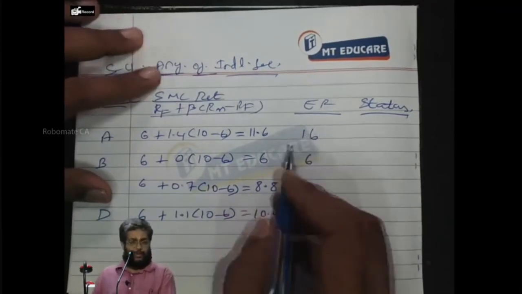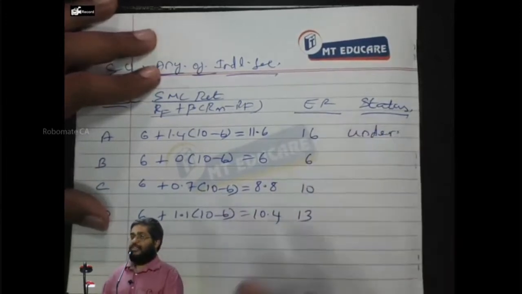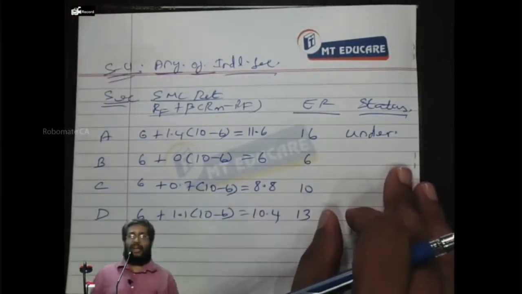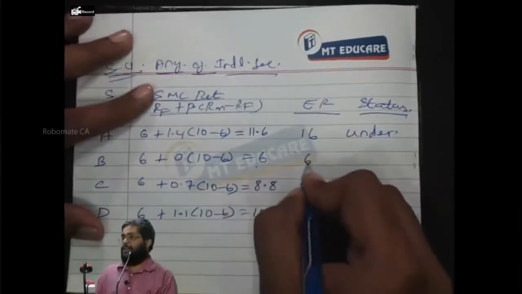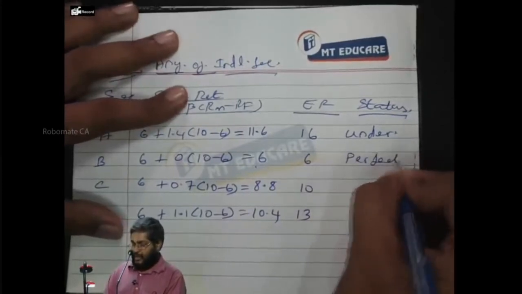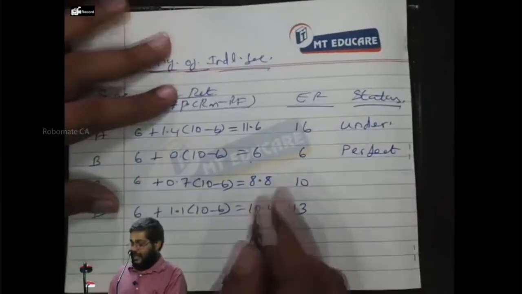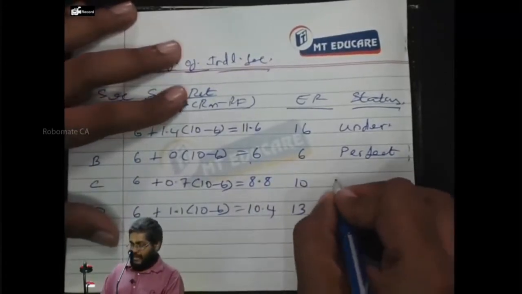Underpriced or overpriced? Underpriced. First security is underpriced. Now, I want 6. Expected to give what? 6. It is perfectly priced. I want 8.8. It is expected to give what? 10. What is it here? Underpriced.